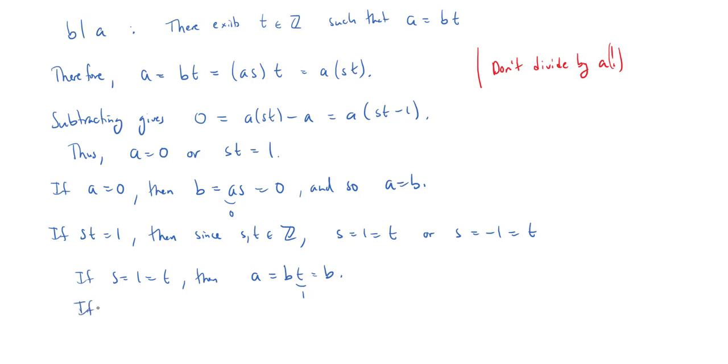What if s and t are both -1? Well, then a is equal to, well, still b times t, but now t is -1, you get -b. So in either case, we're going to get a equals b or a equals -b. And that's what was required.